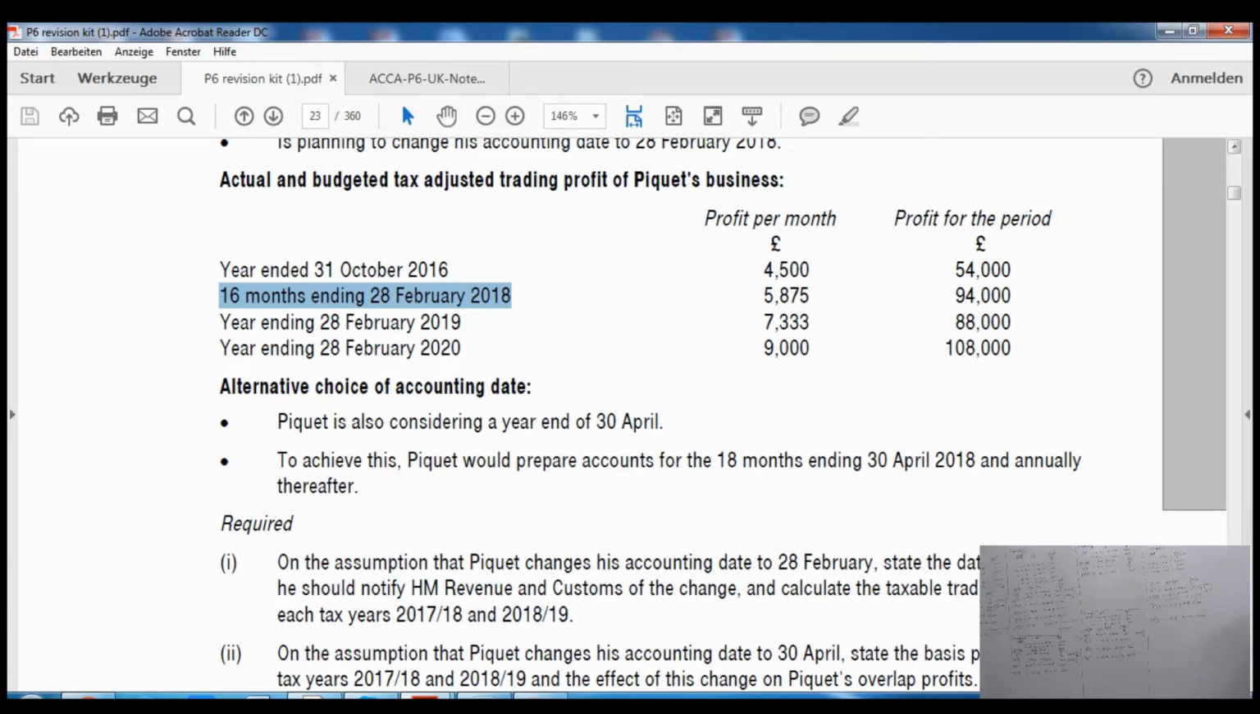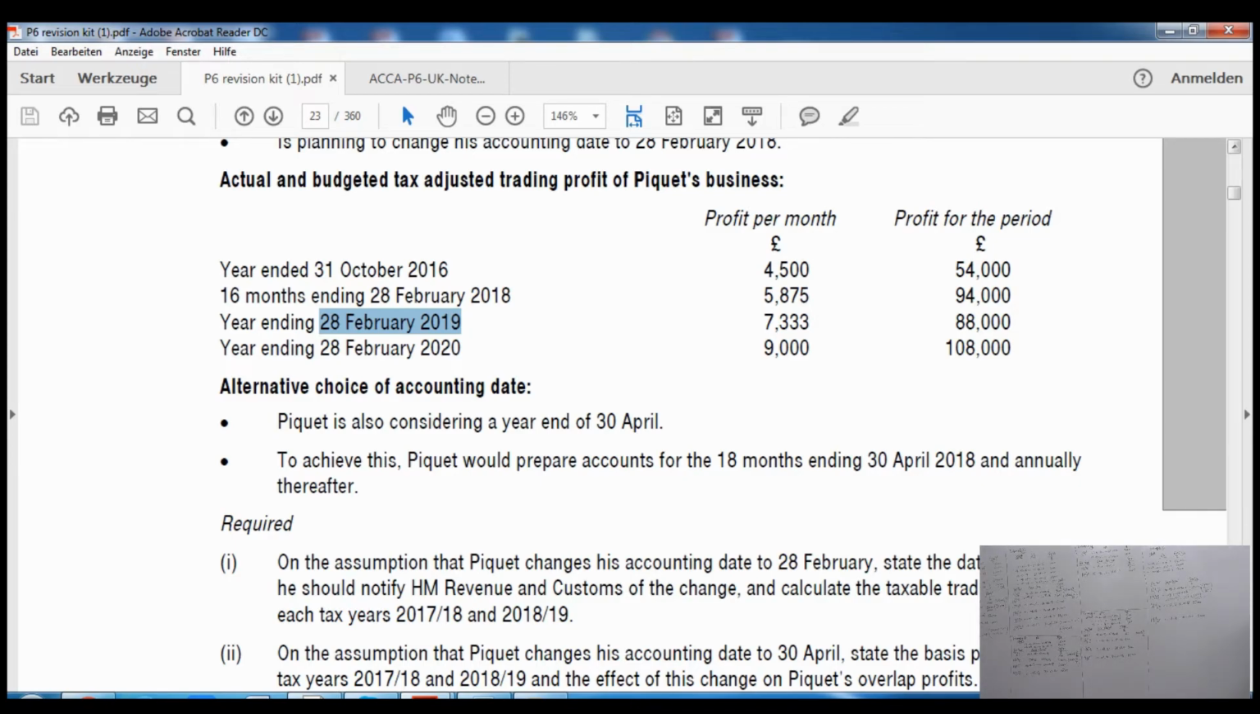Now as far as the tax year 18-19 is concerned, for the 18-19 tax year, simply £88,000 is the profit. But why £88,000? Because if you look at this date, it falls within the tax year 18-19. All right. So that is the reason that for tax year 18-19, we'll simply take £88,000 worth of profits. So that is for our tax year 18-19.